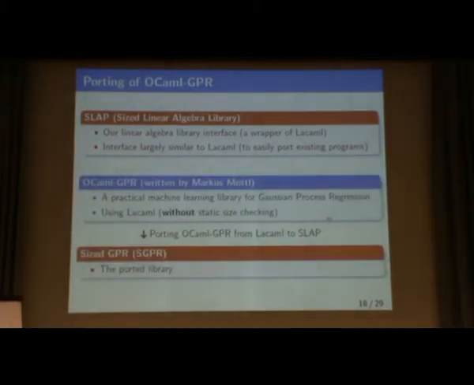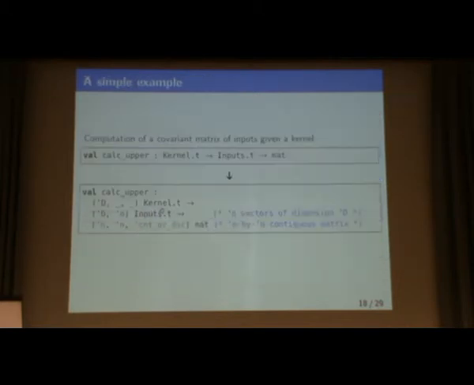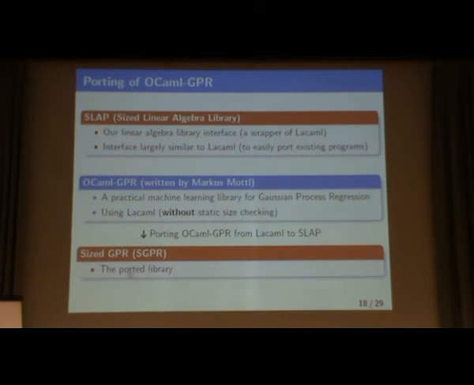What's next? Okay, as an application of this library, we also ported OCaml GPR, which is a machine learning library using the linear algebra library. So the application is again a library, but in this case, it's an application of the linear algebra library. It's a library for something called Gaussian process regression. It's also distributed with OCaml. To check the practicality of our framework, we ported this library with the static size checking. And the ported library we call SGPR.